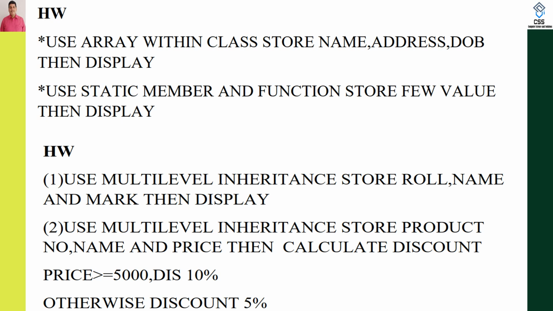In class 23, we are having two questions. Use multi-level inheritance, store roll, name and mark, then display. And the second question was use multi-level inheritance, store product number, name and price, then calculate discount. If price is greater than 5,000, discount is 10% of the price, otherwise discount is 5% of the price. These four problems will be discussed, and we will find the solution and run them in today's class.